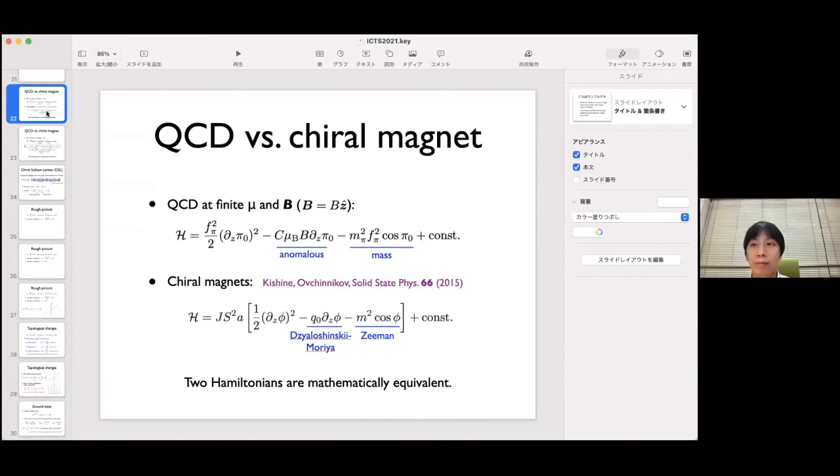To realize the effect, you need a finite magnetic field and you need finite baryon density, right? Or rotation instead of the magnetic field, right? So that's not a regime that the lattice can address, right? Because of the baryon density. Yeah, because of the same problem, at present we cannot perform a numerical simulation.